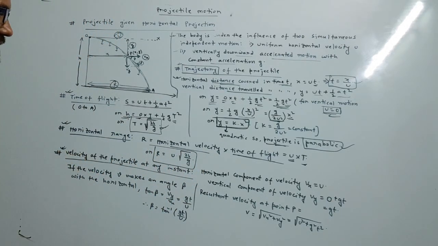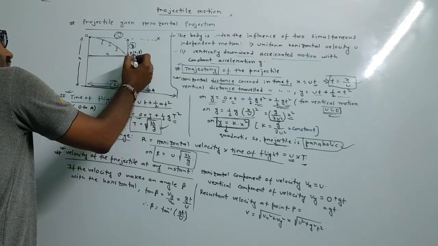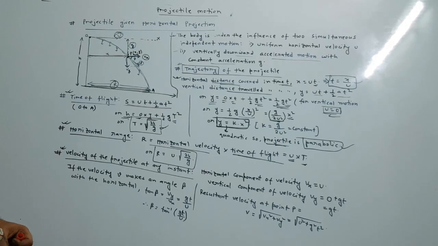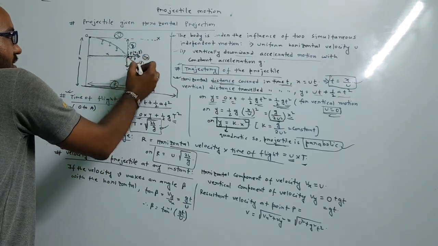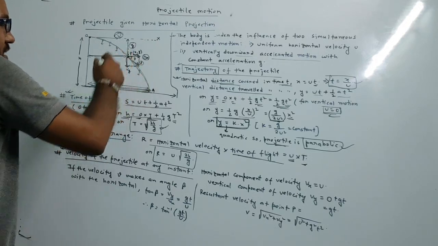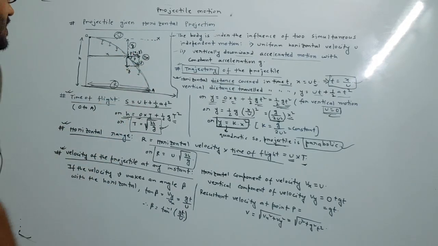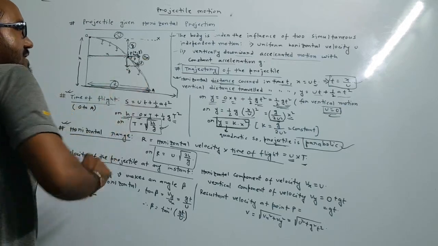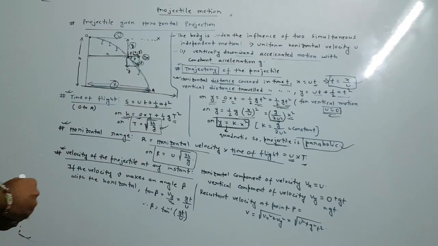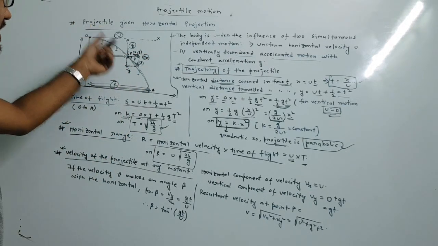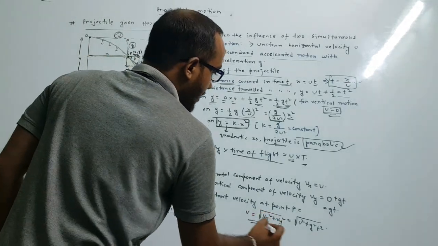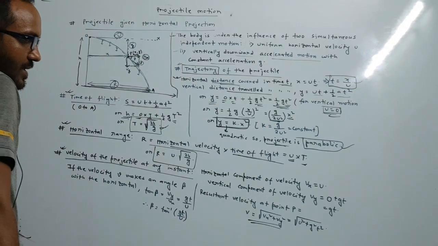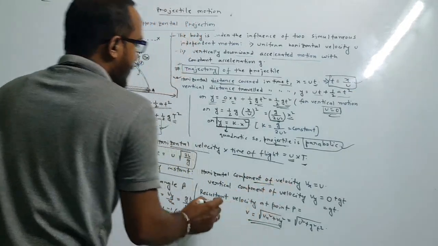Now, velocity of the projectile at any instant. Let us say at time t the particle is at point P, x comma y, and horizontal velocity is vx, vertical velocity is vy. The resultant velocity from the parallelogram law of addition we can calculate as v, and vx and vy are at 90 degrees. So root under of a square plus b square plus 2ab cos theta, cos 90 is 0. So we will get v as root under vx square plus vy square.